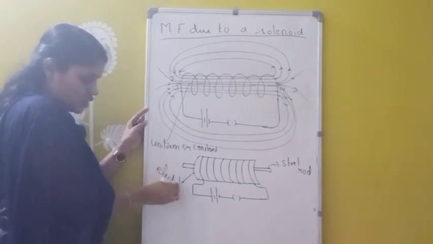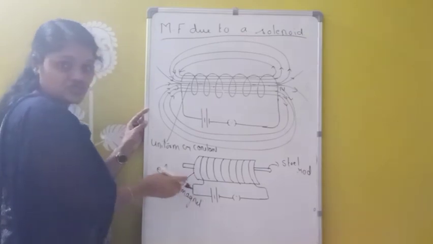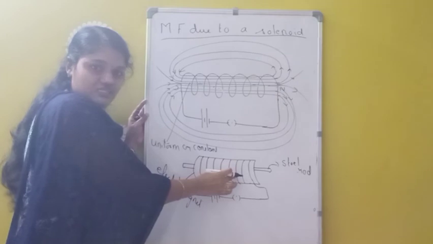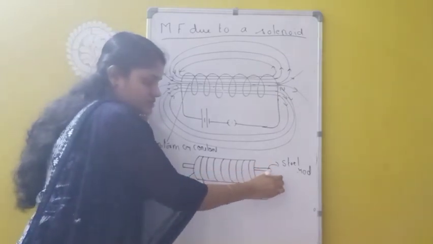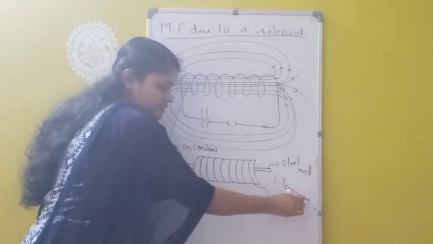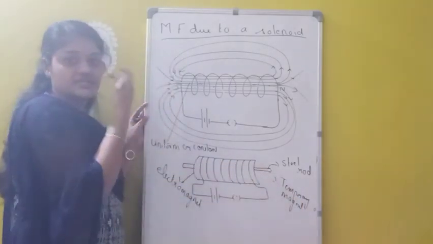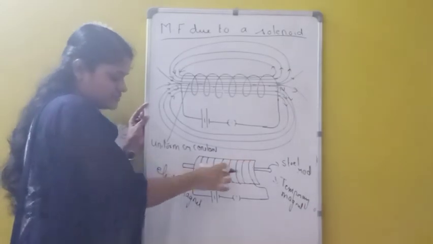This strong magnetic field inside the solenoid can be utilized to magnetize a soft iron core. If you do that, it is called an electromagnet. So you will be getting a temporary magnet. This electromagnet is a temporary magnet. We can produce this temporary magnet by inserting a soft iron core inside the solenoid.